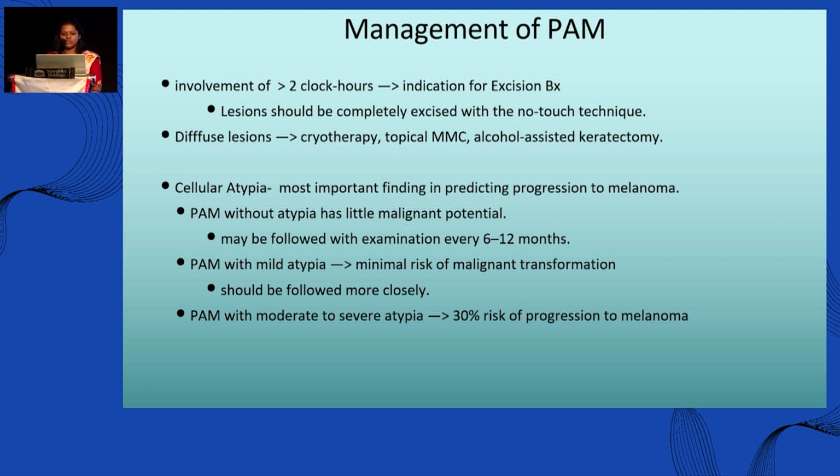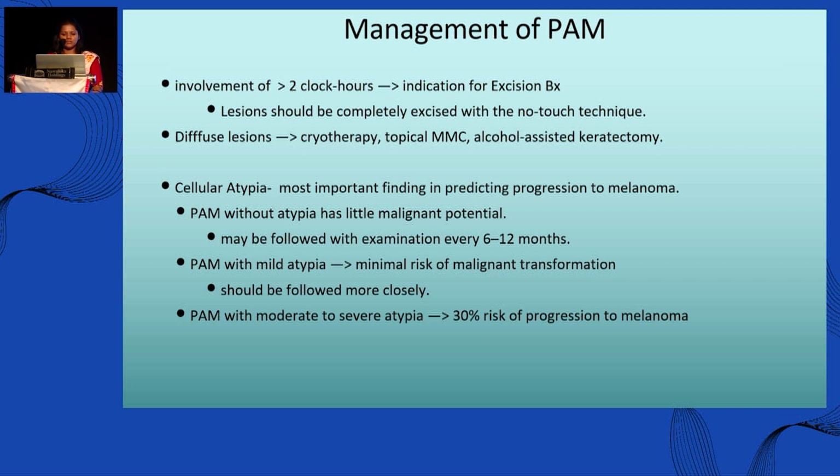So how do we manage these lesions? If there is involvement of more than 2 clock hours, it's an indication for an excision biopsy. So the lesion should be completely excised with the no-touch technique. And if there are diffuse lesions which cannot be dissected completely, they have suggested to use cryotherapy, topical MMC, and for the corneal component, alcohol-assisted keratectomy. So, like I said, the cellular atypia is the most important finding in predicting the progression to melanoma.